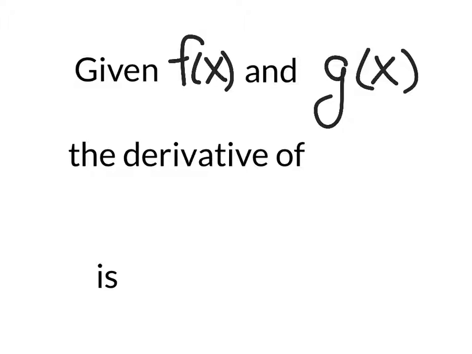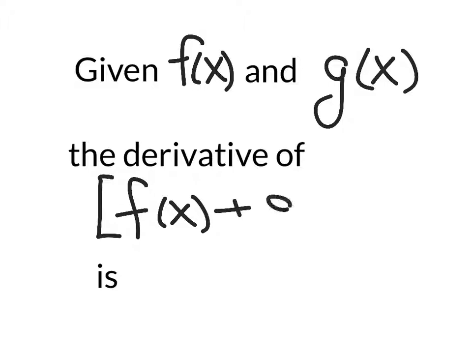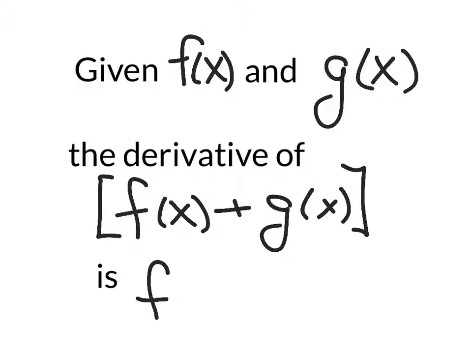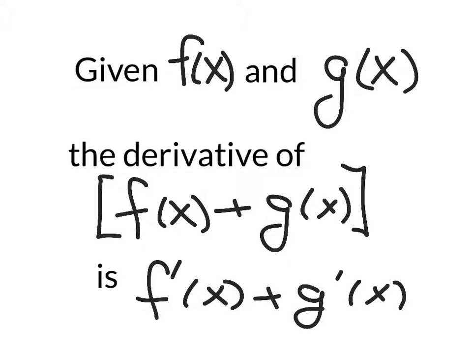So given f of x and g of x, I have two functions. They could be anything at this point, as long as they're suitably smooth, so we can find the slope of their lines. If we want to know the derivative of the sum of them, f of x plus g of x, then the derivative is actually exactly what you would hope. It's just f prime of x plus g prime of x. Okay, that's the sum rule. It works exactly how you would hope, which is that you can just take the derivatives of f and g separately and add them up.